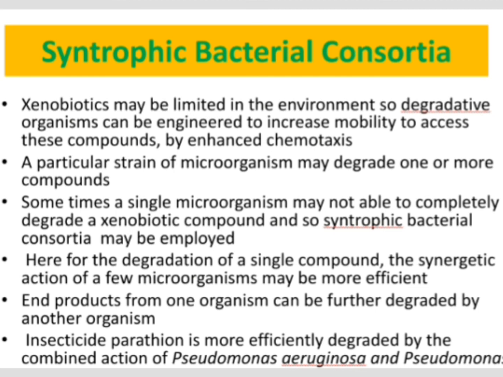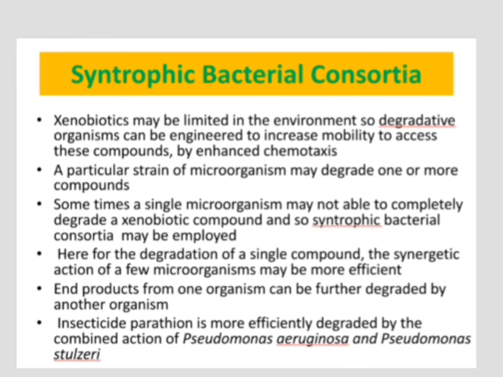The insecticide parathion is more efficiently degraded by the combined action of Pseudomonas aeruginosa and Pseudomonas stutzeri. By the combined action of these two, this insecticide parathion can be efficiently degraded. So, it is an example of Syntrophic bacterial consortia for the degradation of a xenobiotic compound.